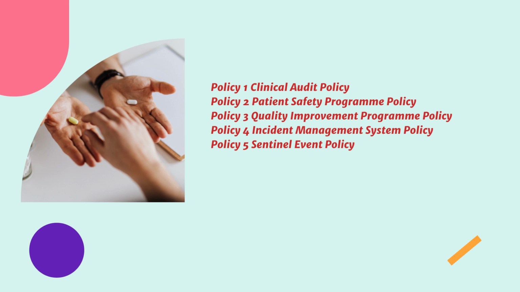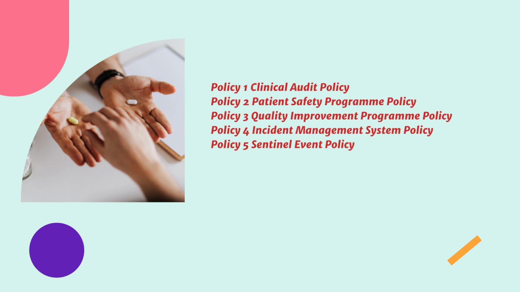Policy number 3 is quality improvement program policy, which talks about the quality improvement techniques to be followed in the hospital. Policy number 4 is incident management system policy, which is very important because incidents happen in the hospital again and again, and it's very important to manage them. Then policy 5 is sentinel event policy. So sentinel events are those events which can cause harm to the patient, like patient fall, like wrong surgery on the wrong patient or on the wrong organ of the patient. So these are sentinel events.